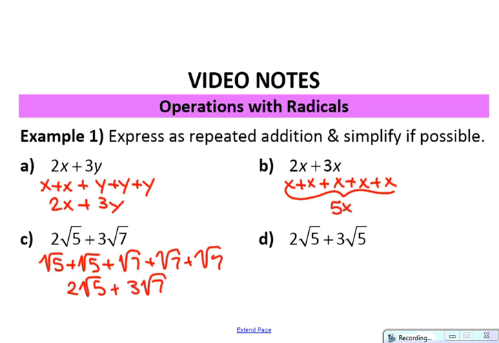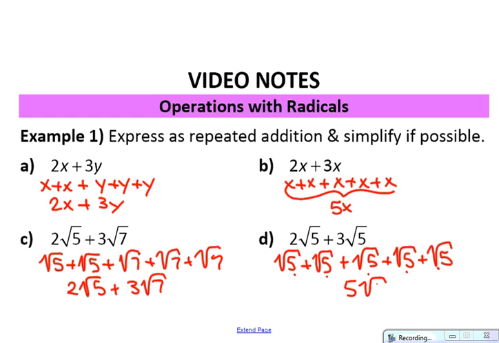Now, D, though, I have 2 radical 5s. So I have radical 5 plus radical 5, then plus 3 radical 5s, so plus another 1, 2, 3 radical 5s. When I take a look at it, I see that all in all, I have 1, 2, 3, 4, 5 of those radical 5s.